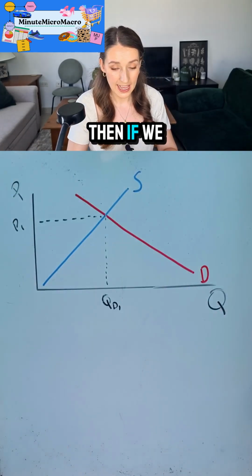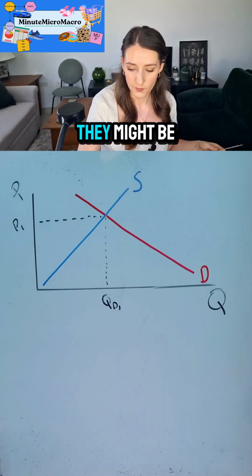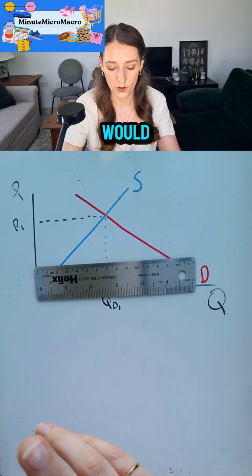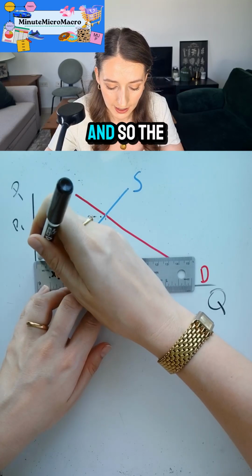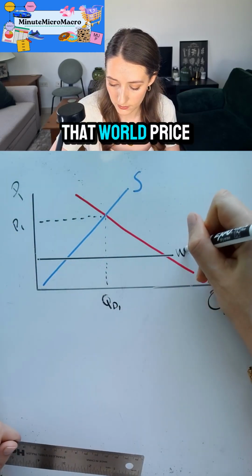Then, if we opened up our market and allowed other countries to trade with us, they might be able to specialize. It is likely that their prices would be a lot lower than ours, and so the world price would undercut us at world price.